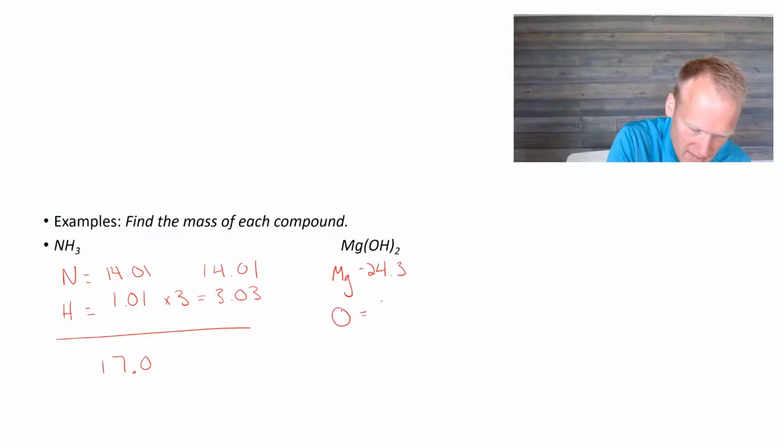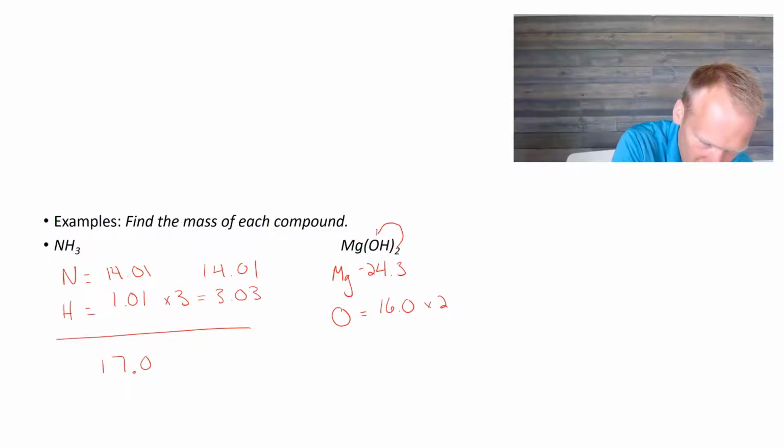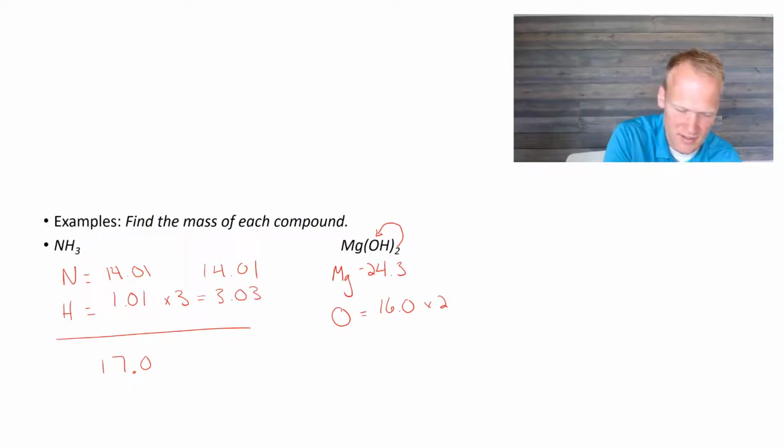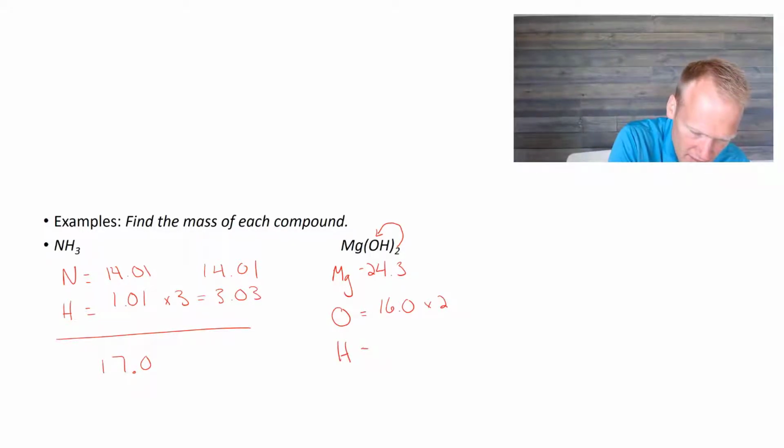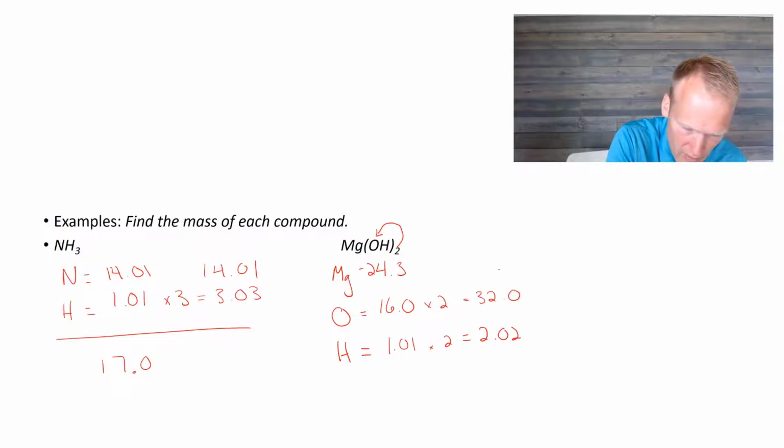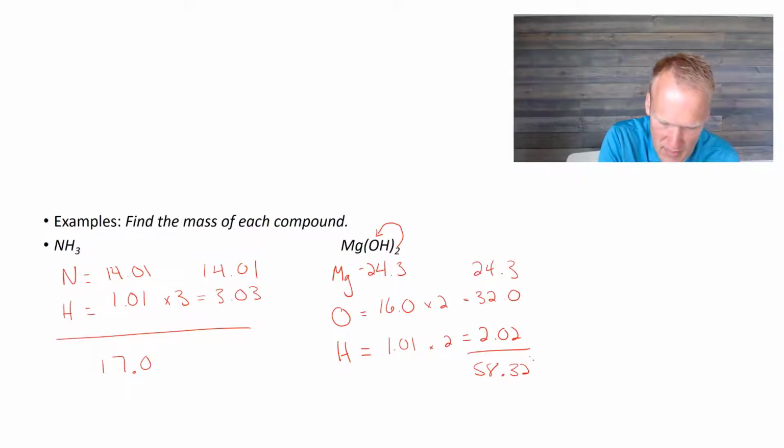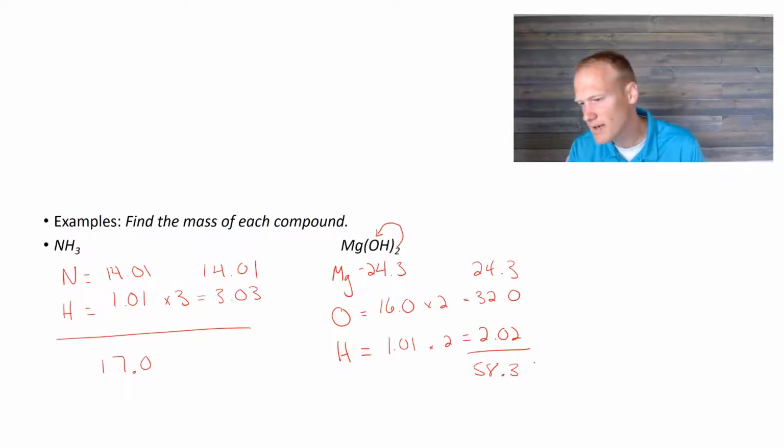Oxygen has a mass of 16.0, and there are 2 of them because this 2 applies to everything in the parentheses. So we have 2 oxygens. And then hydrogen, we have 2 of those as well, and they're each 1.01 times 2. So we get 2.02, we get 32.0, and we get 24.3. If we add those together, we get 58.32, and we'd keep 3 sig figs, meaning our answer would be 58.3. And that's how you do a formula mass for any molecule.